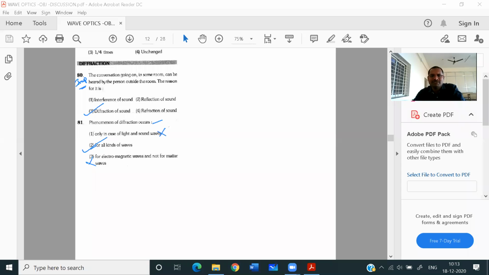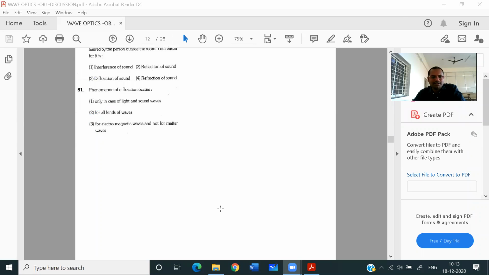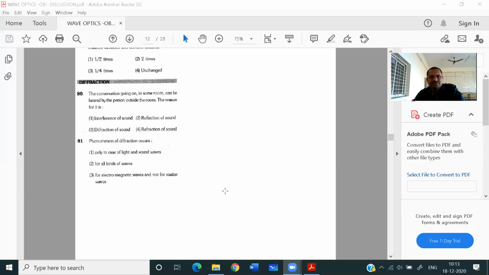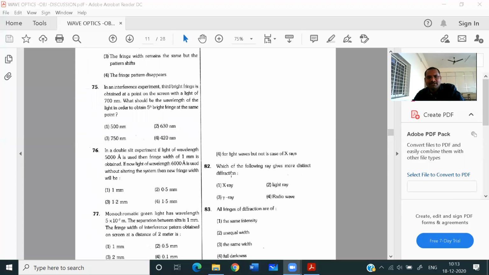For question 81, option 2 is the right answer. Okay, next, question number 82. We are going to question number 82. Where is it? Yeah, here it is.